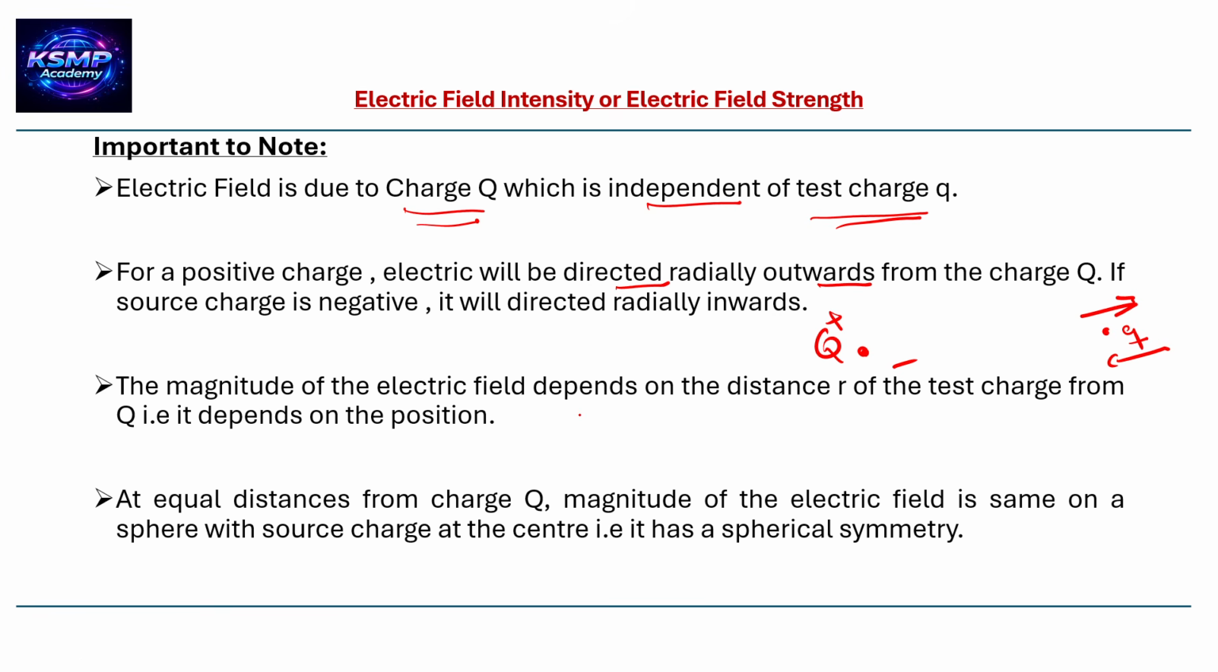Magnitude of the electric field depends on the distance r of the test charge from the source, that is on small r. At equal distances from charge Q, magnitude of the electric field will be the same because it is depending on small r. If we consider a sphere, for example, then on that sphere the magnitude of the electric field will always be the same because of this spherical symmetry.